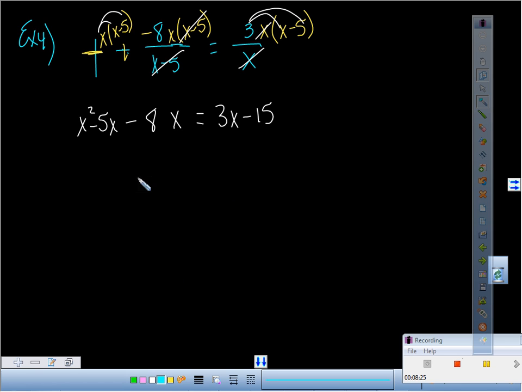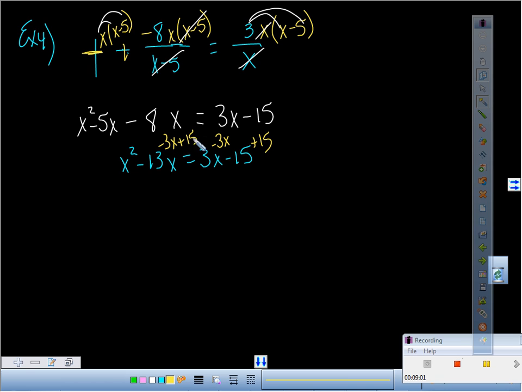Do I have any like terms on the left? What is negative 5x and negative 8x? Negative 13x equals 3x minus 15. Now I'm trying to solve it. It's a quadratic. What's the first thing you have to do to a quadratic to solve it? Very good, because you're trying to set it equal to 0, right? Y'all, you have to set a quadratic equal to 0 before you can solve it. So, I'm going to subtract 3x and add 15.